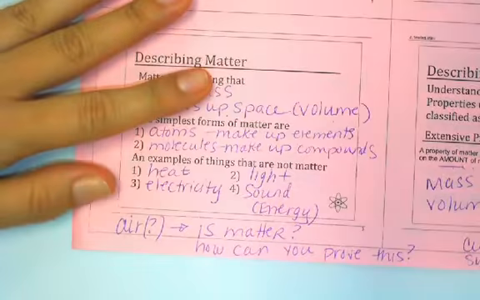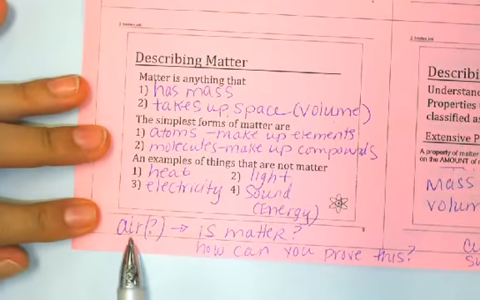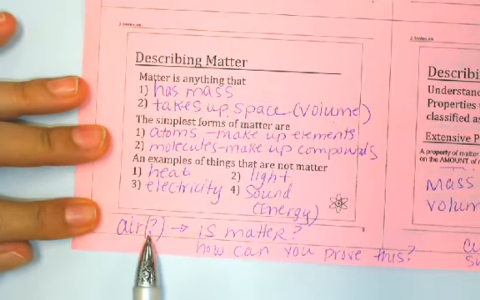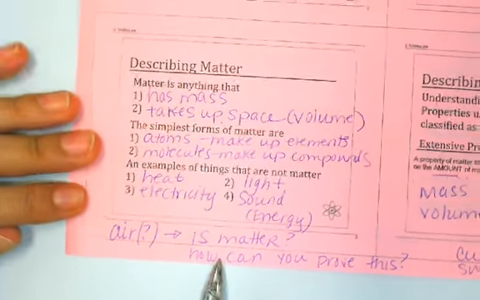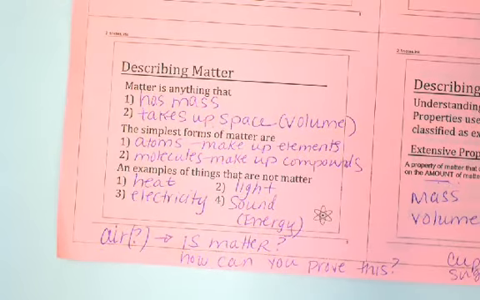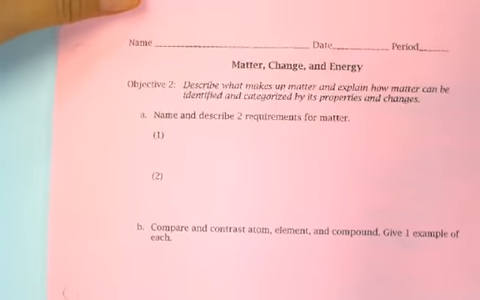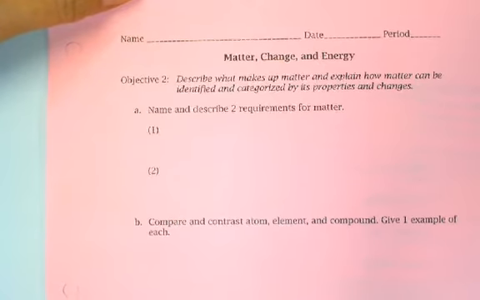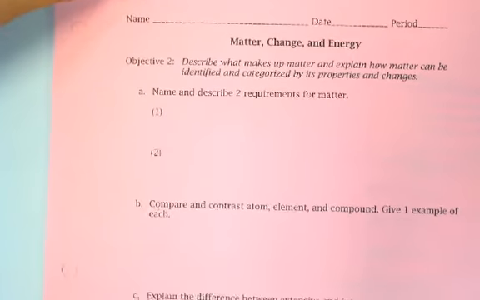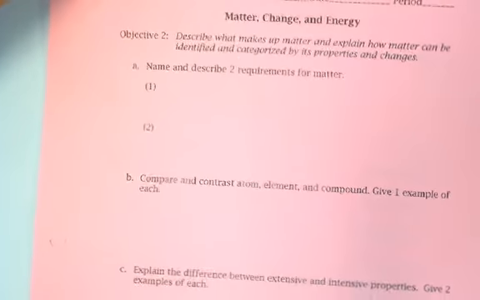So your assignment now is to go back into Google Classroom and answer the question that I have there about whether or not errors matter and explain how you would prove it. And then your assignment is to complete the worksheet that I gave you that goes along with it on matter, change, and energy. You're going to answer some questions basically from the notes.